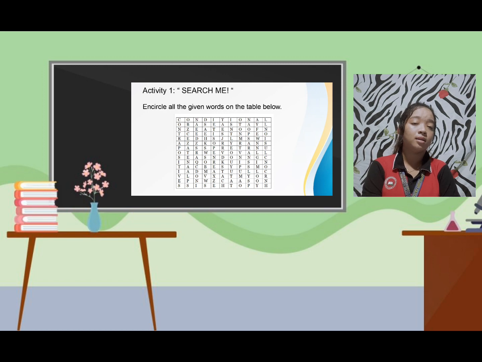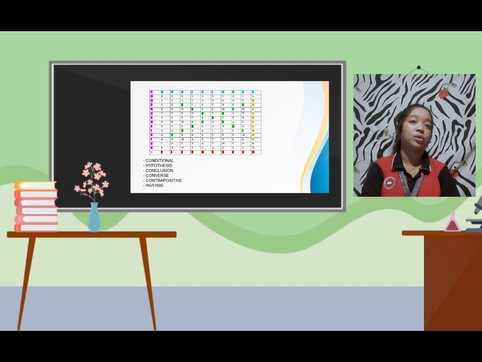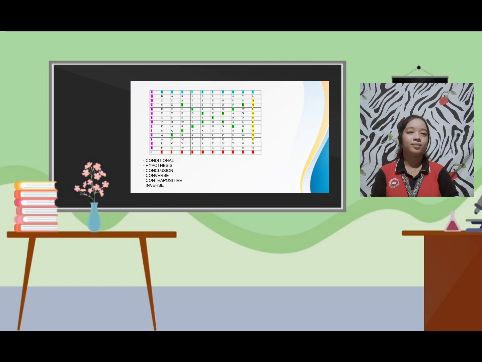Okay, Logil, stand up. The contrapositive. More? There's more? Yes. Rinalyn, stand up. What is it? The inverse. Okay, we will have the conditional, hypothesis, conclusion, converse, contrapositive, and the inverse.